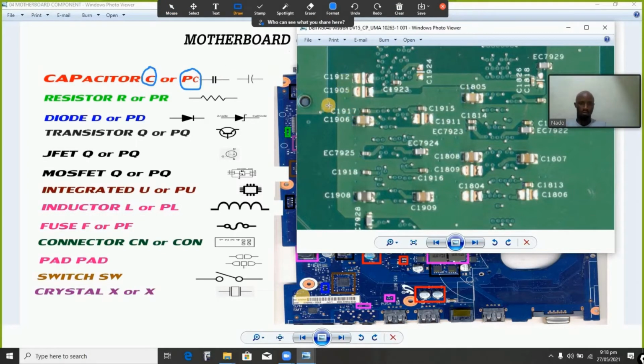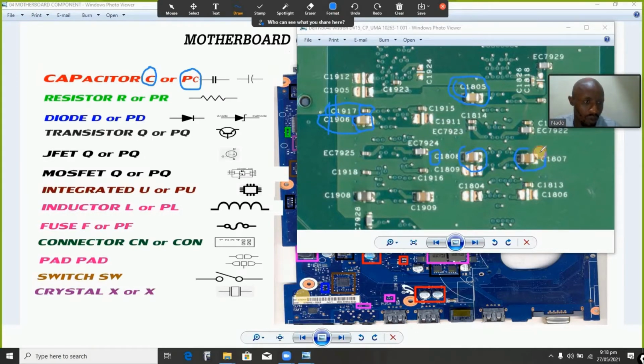This is one capacitor here. This is C for representing capacitor. This is one, and this is another one here. This one is small, but it's also a capacitor. What is the location here? So it is represented with C, and this is another C here. If you can't see it, you can zoom your phone like you are zooming an image. This is another one here that is represented with C. So anything capacitor is represented with C.